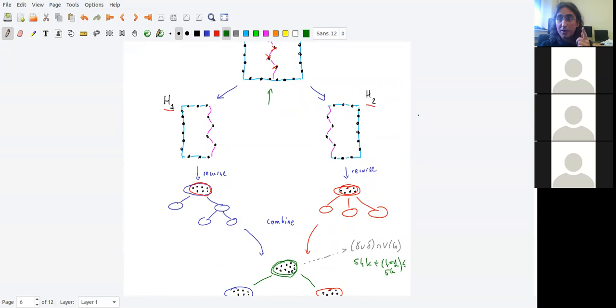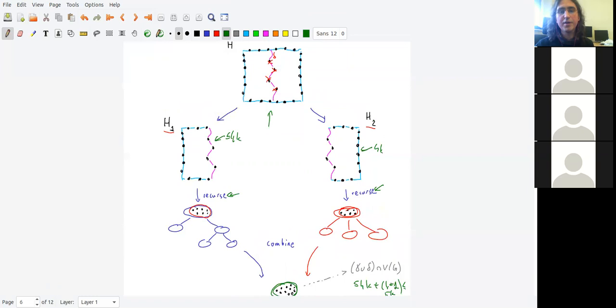Good, so there's one thing that I swept under the carpet that is actually really important, namely that when I'm doing this recursion and this recursion, I need to make sure that the boundary of H1 consists of at most 4k vertices, because this was my recursion assumption, my invariant. And now comes the trick.